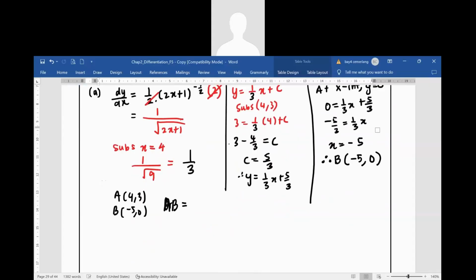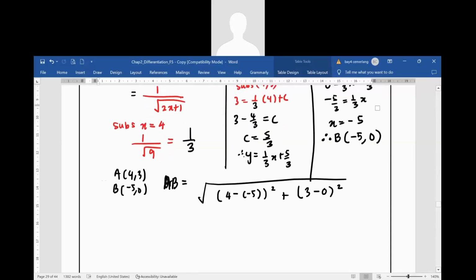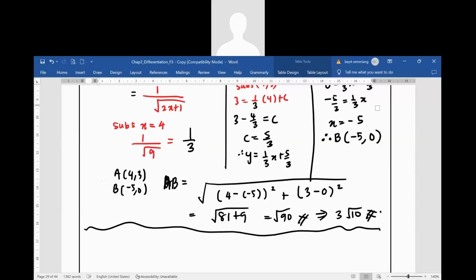So, AB is equal to, use your distance formula from coordinate geometry, square root of (x1 minus x2) squared plus (y1 minus y2) squared. So, what do you get? 9 squared is 81. 3 squared is 9. So, square root of 90. Square root of 90 can be simplified further, which is 3 root 10. You can leave it as it is too, no problem. So, that is your question A.